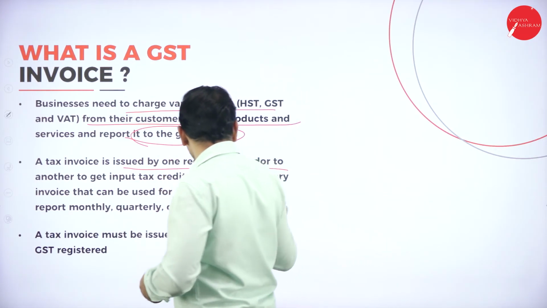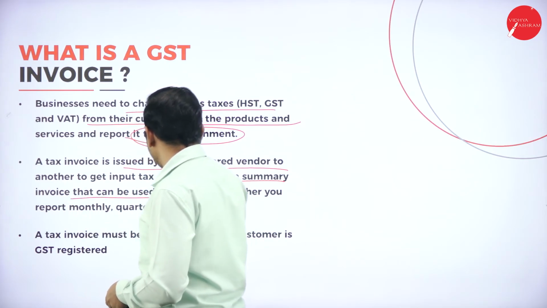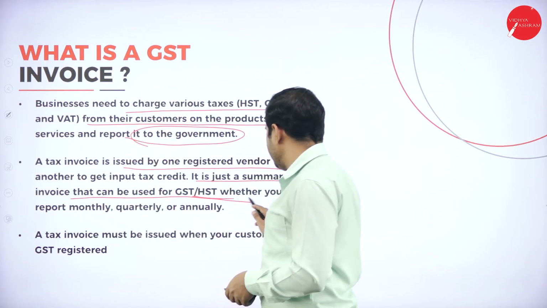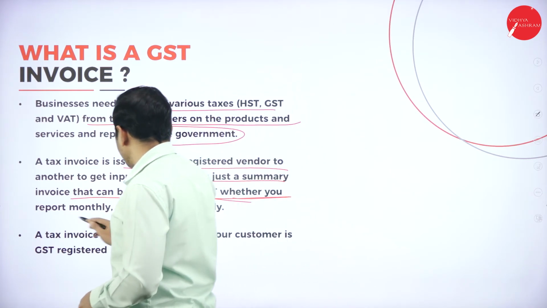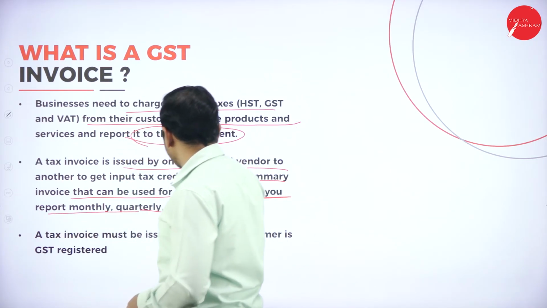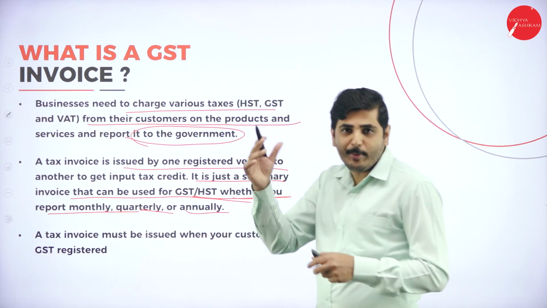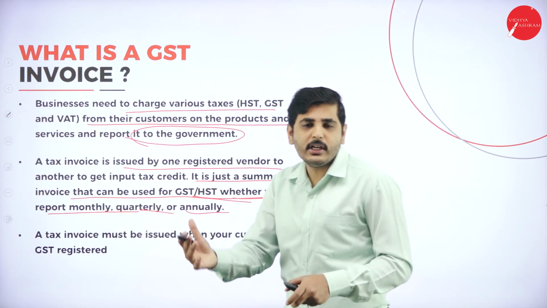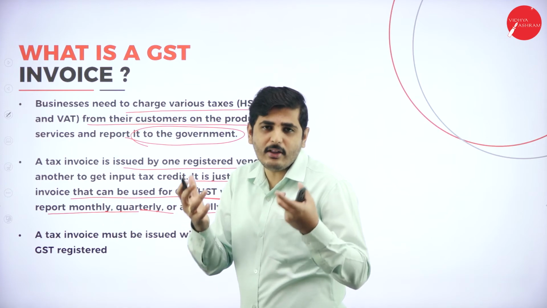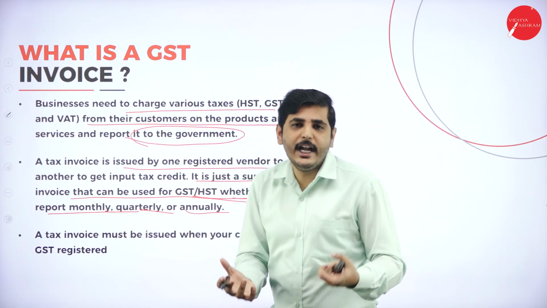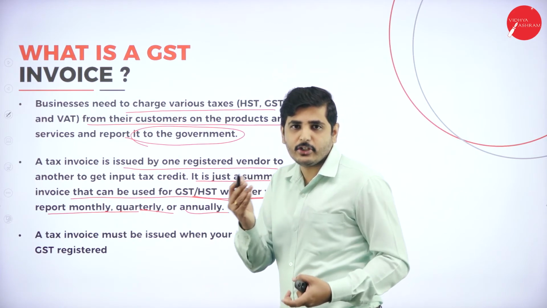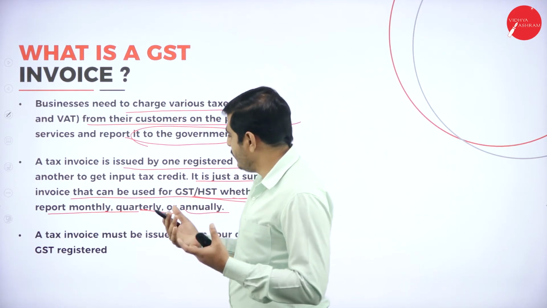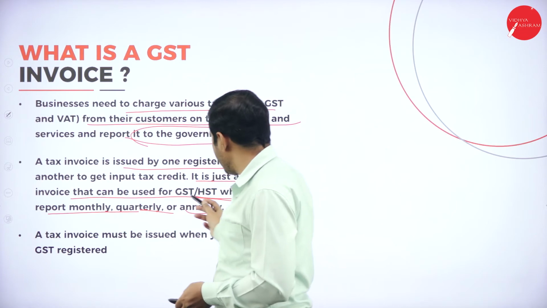Next one, it is just a summary of invoices that can be used for GST or HST, whether you report monthly, quarterly or annually. So for reporting to the government, reporting to the tax authority, we have to provide all the information, whatever the transactions we have done, it may be purchase or sale. So that has to be reported to the tax authority to get the input tax credit. It may be monthly, quarterly or annually.